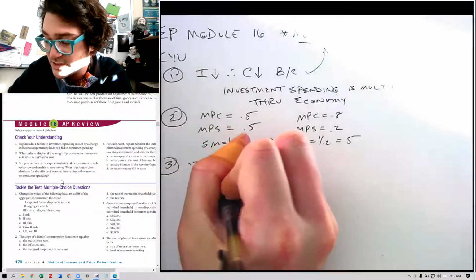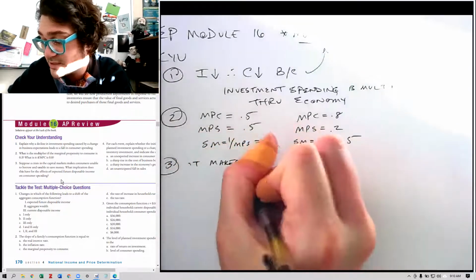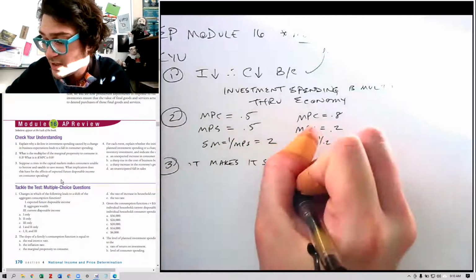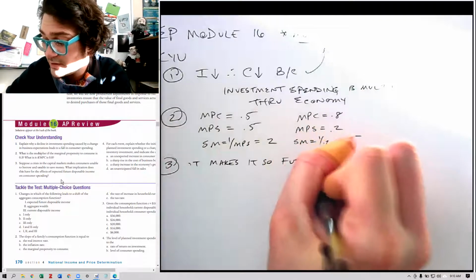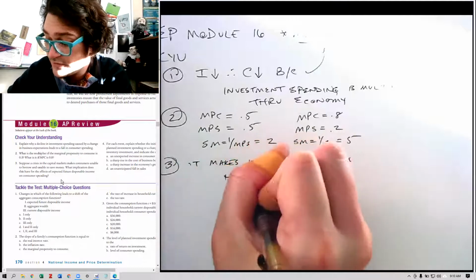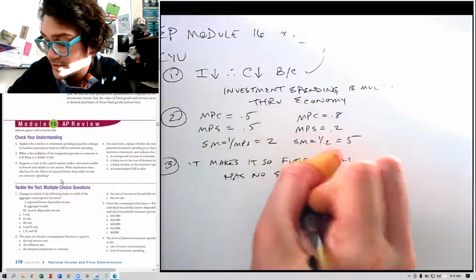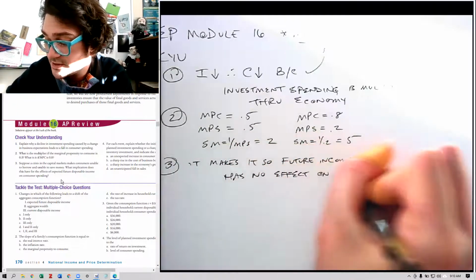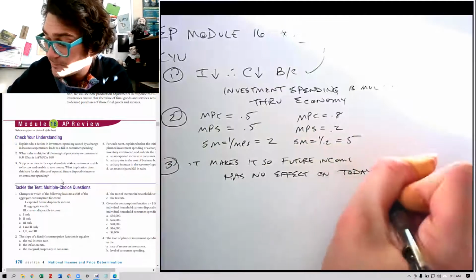And maybe the easiest way to say this would be, it makes it so future income has no effect on today's spending. No effect on today's spending.